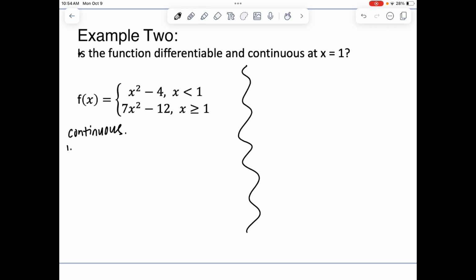Okay, number 1. f of 1. Checking that. So I'm going to do 7 times 1 squared minus 12. That's going to equal negative 5. So f of 1 exists.